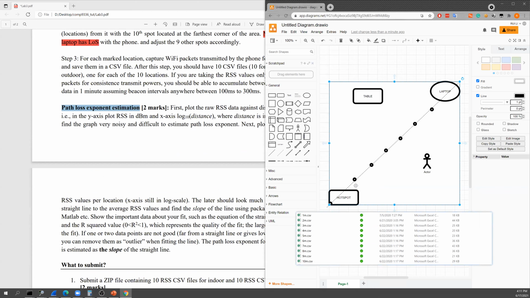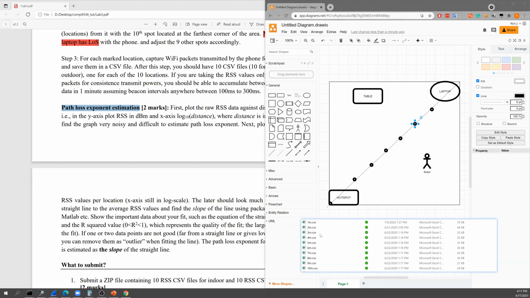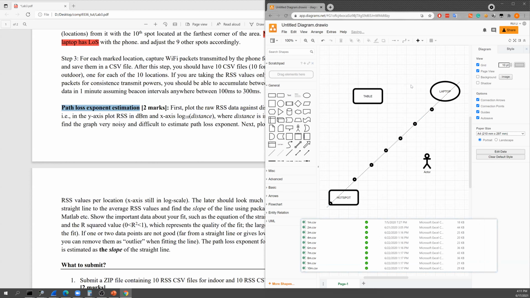But your room may be different. For this one, you may have only 0.5 meters, and this one should be 1 meter. It depends on the size of your room, so don't worry if you have different distances from mine. And when you go outdoors, you should keep the same distances as indoors, so you can compare them. Okay.